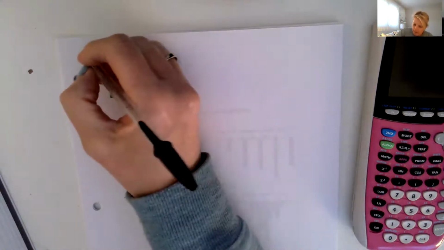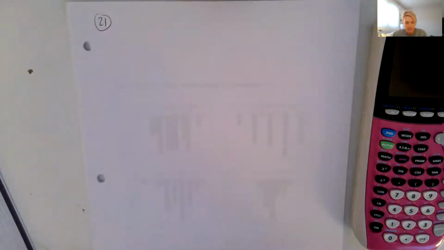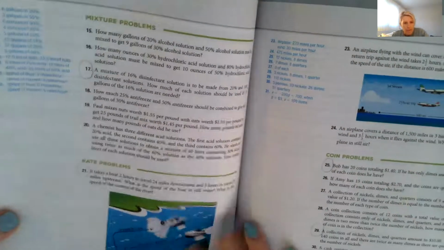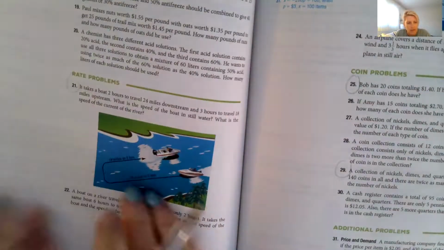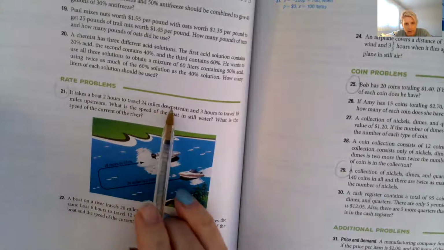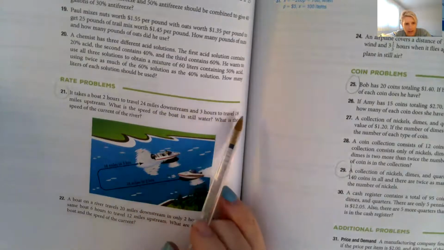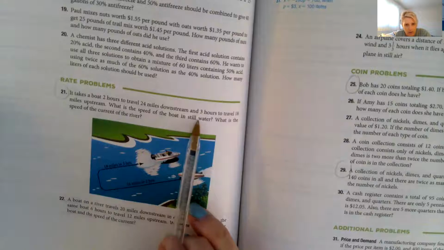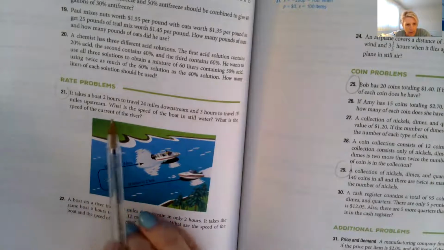Okay, how about we look at number 21 on page 357. So 21 says, these are rate problems. It takes a boat 2 hours to travel 24 miles downstream and 3 hours to travel 18 miles upstream. What is the speed of the boat in still water? What is the speed of the current of the river?